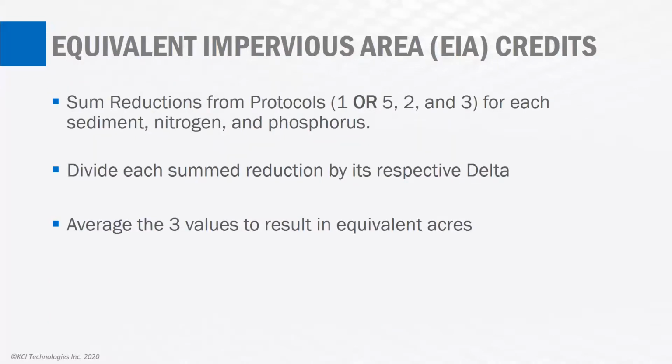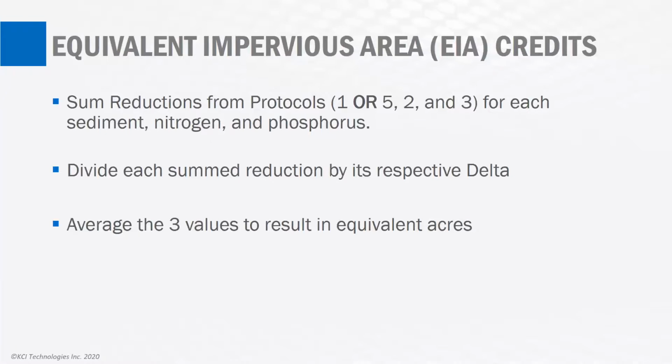So to determine the equivalent impervious acres, the reductions from all of the protocols, so protocols 1 or 5, 2 and 3, are summed together for sediment, nitrogen, and phosphorus individually. Each of those values is then divided by its respective delta value that's provided by MDE. And then those values are averaged to result in equivalent acres.